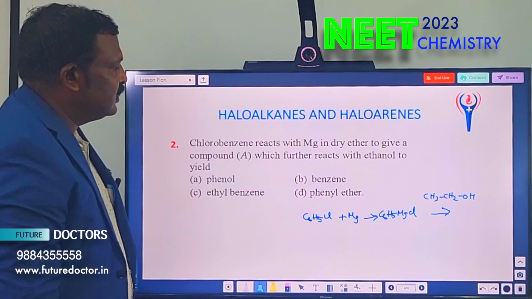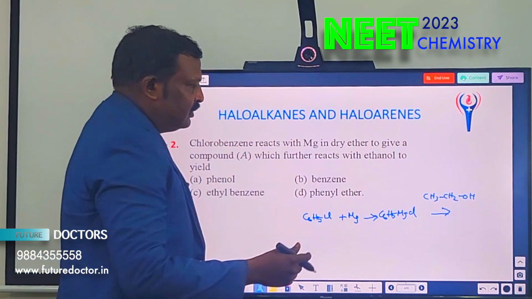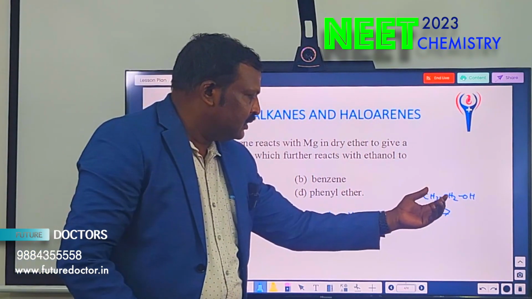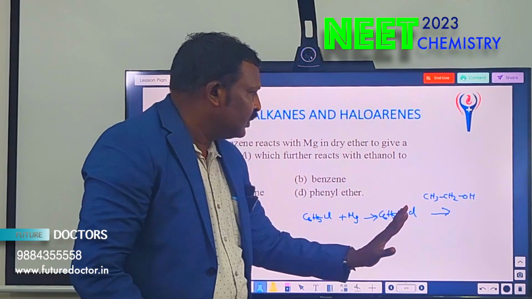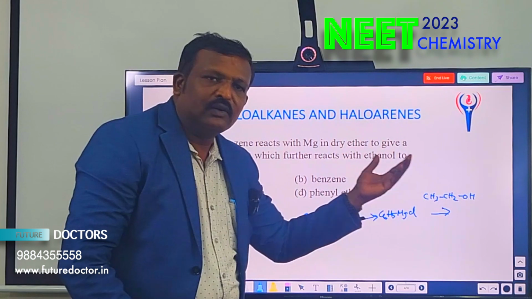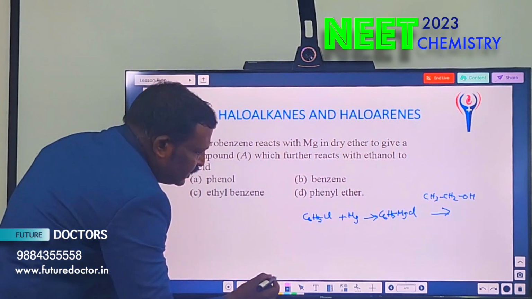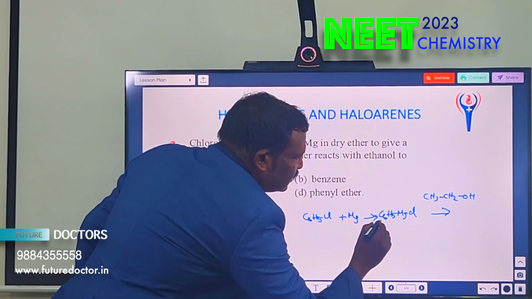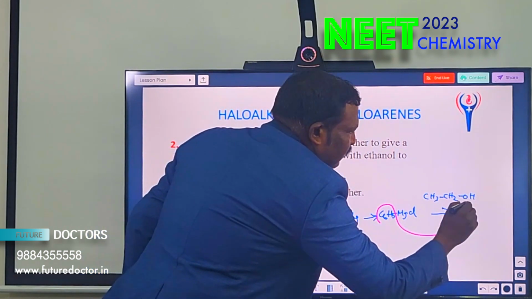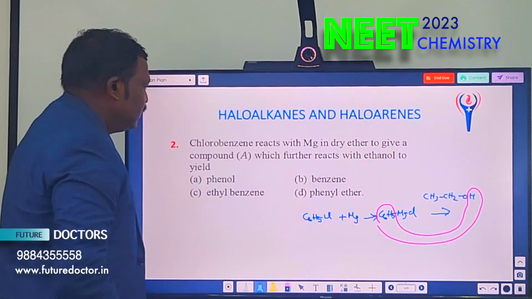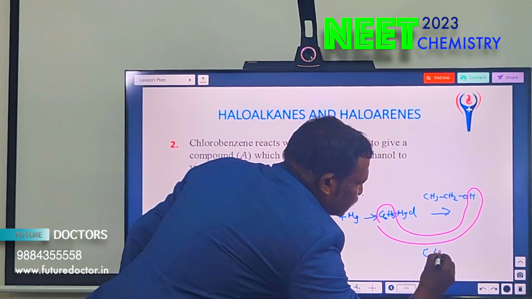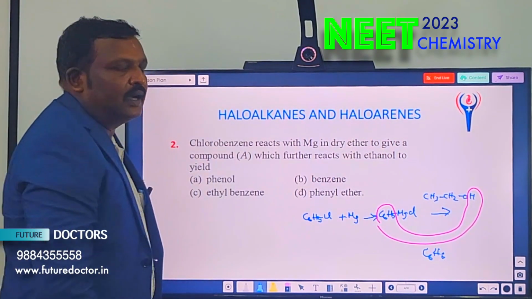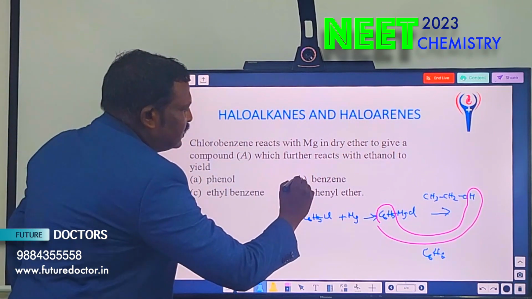Whenever the Grignard reagent reacts with a water molecule as well as any alcohol molecule, we are always going to get only one alkane, or nothing but one hydrocarbon. So in this case, C6H5 takes one hydrogen from here. So we're getting benzene, C6H6. That's the product. Always we'll be getting only the hydrocarbon. So benzene is the correct answer.